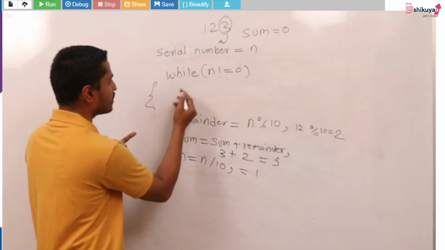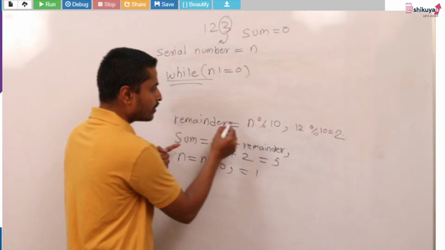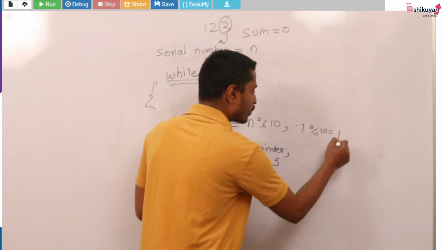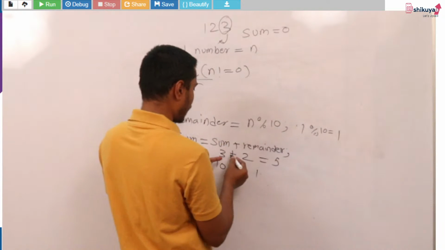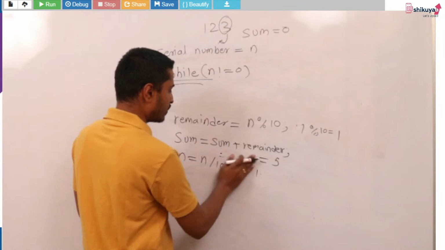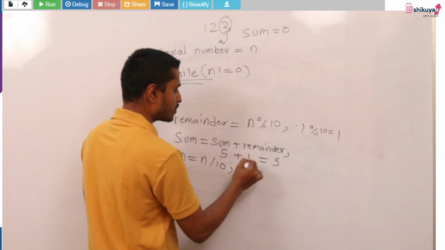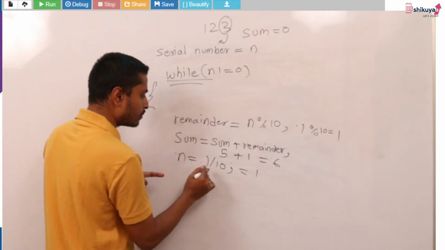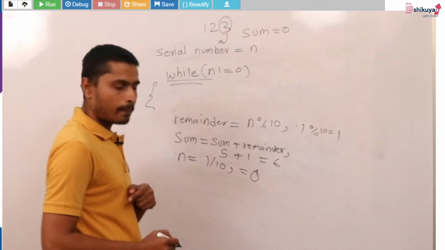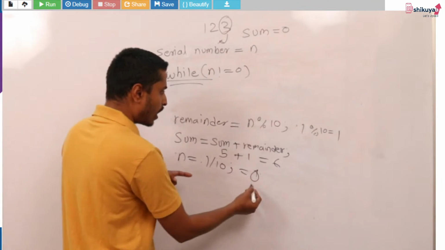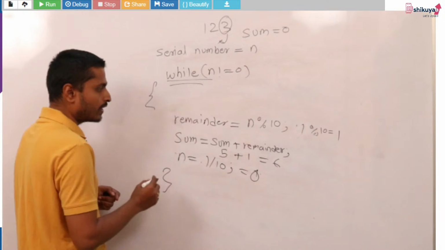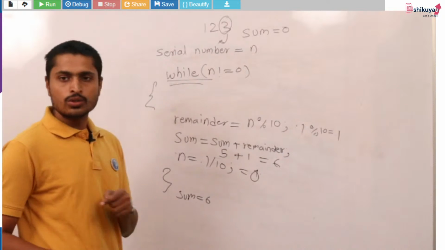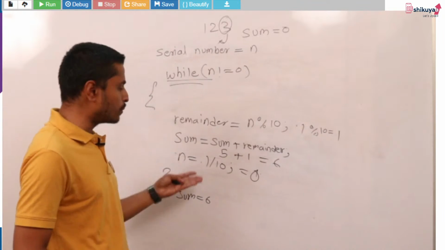Again this condition is checked. 1 mod 10 is 1. So again this 5 plus 1 will become 6. Again this 1 divided by 10 will become 0. So at the end what we get is sum is equal to 6. So this is a simple logic of implementing the sum of digits.